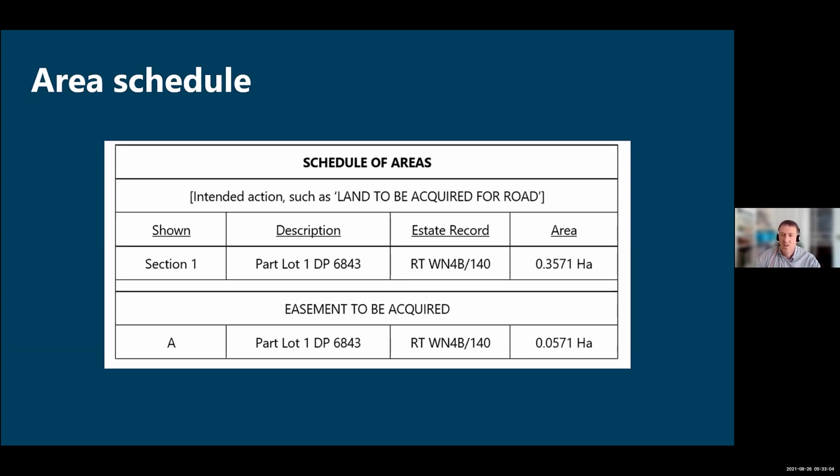A title plan, for legalization purposes, must include an area schedule. That's Rule 96. It needs to be in a table, and it needs to include the heading, Schedule of Areas. It needs to include each parcel type and identifier, for instance, Section 1 or Area A. The intended action for all areas, for example, land to be acquired for road, or perhaps road to be stopped. You need to include the current appellation of the land in each parcel. You also need the estate record. And finally, you need the area for each primary or lease parcel.